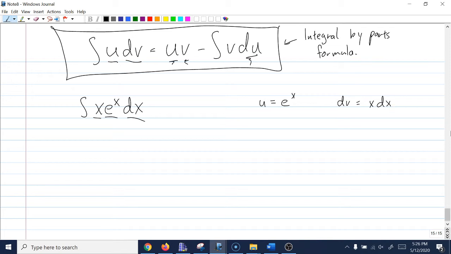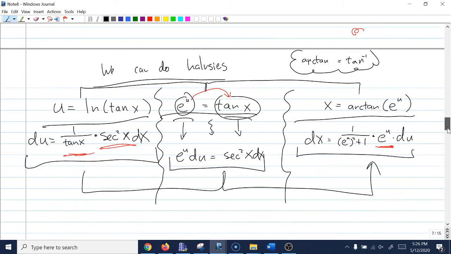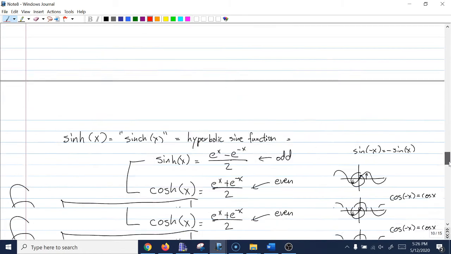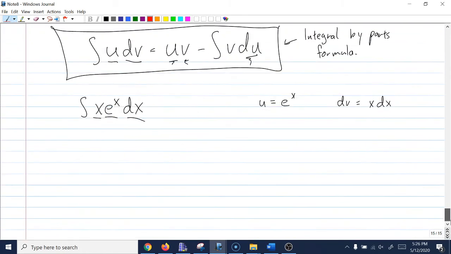Just like when we do a substitution, I'm going to scroll up to a random substitution we did a while ago. When we write dx, dx is some stuff, du. Same thing's happening with these u's and v's. u should be something that doesn't have a dx or a du on it. dv should be something that does have a dx on it. Keeping these straight fixes this up.